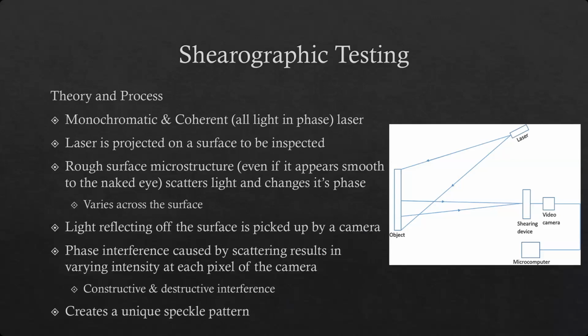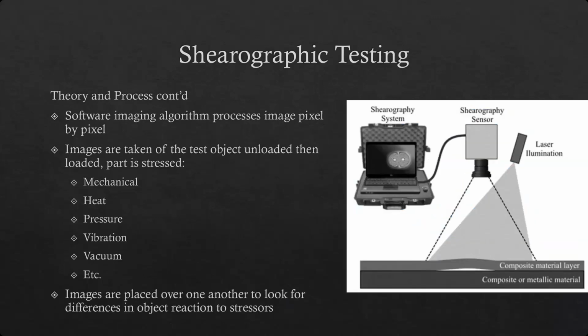And then here we use a special camera that is able to detect phase of light in addition to intensity. So that camera is able to pick up on those areas where you have phase interference, positive or negative. Phase interference that causes an increase in intensity, or phase interference that causes a decrease in intensity. And that creates that speckle pattern that we're going to then analyze.